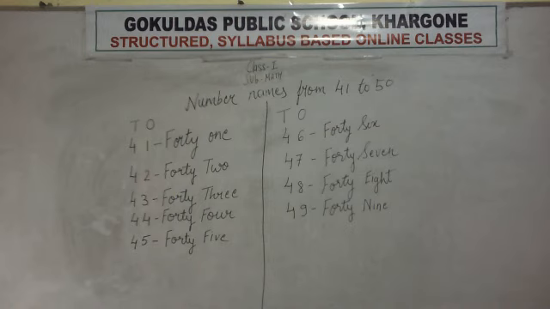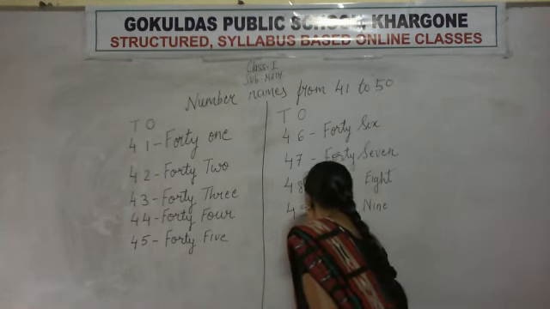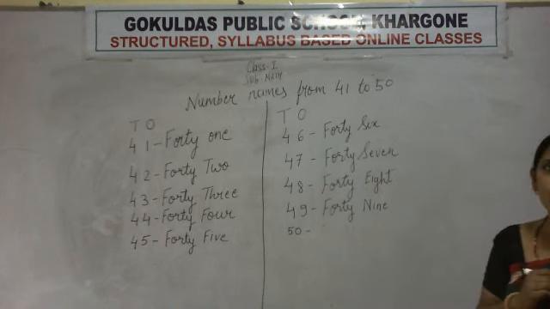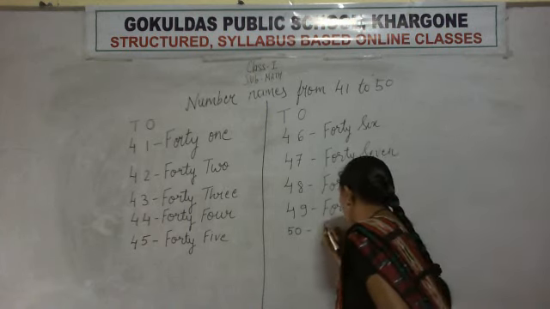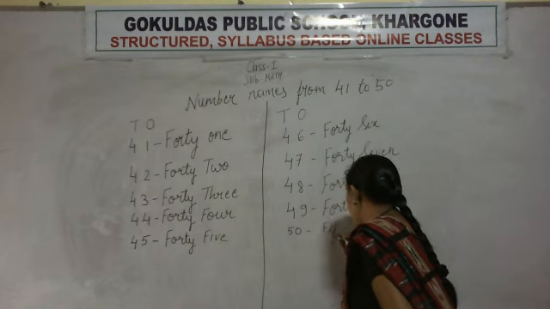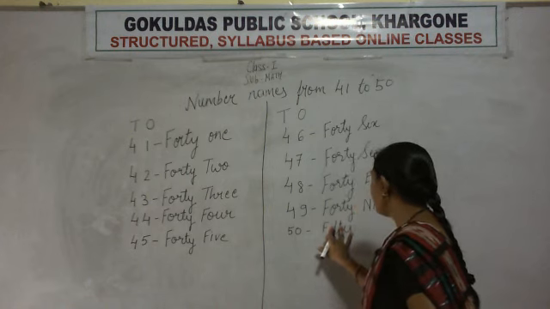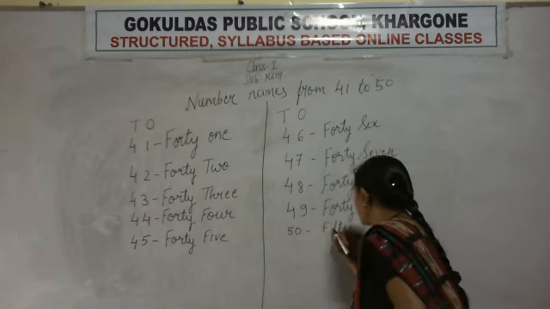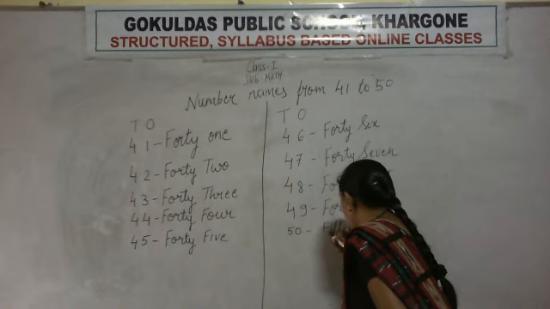Now what will be the next number after 49? 50. Next number is 50. So what is the spelling of 50? F-I-F-T-Y 50.